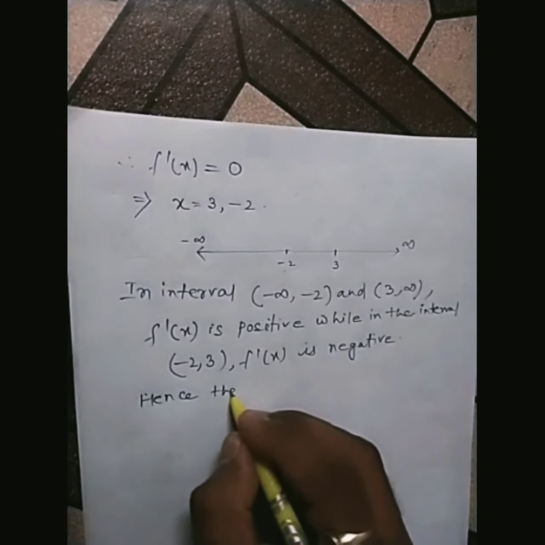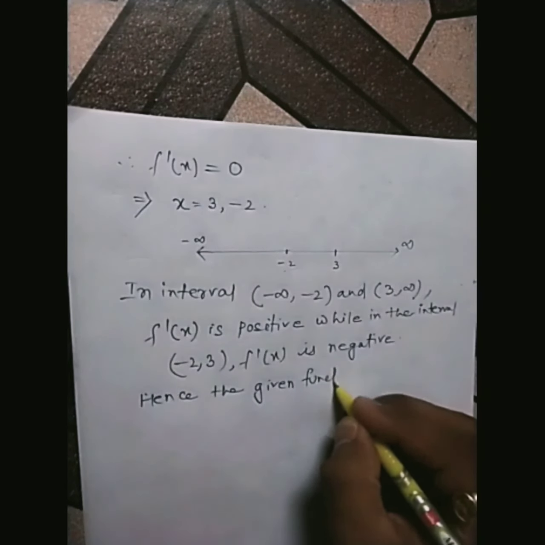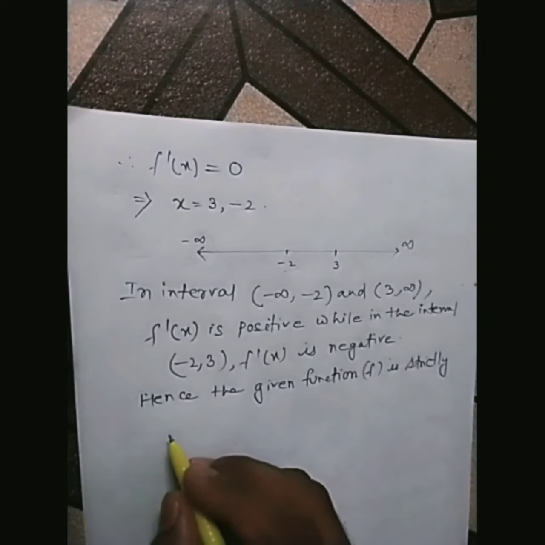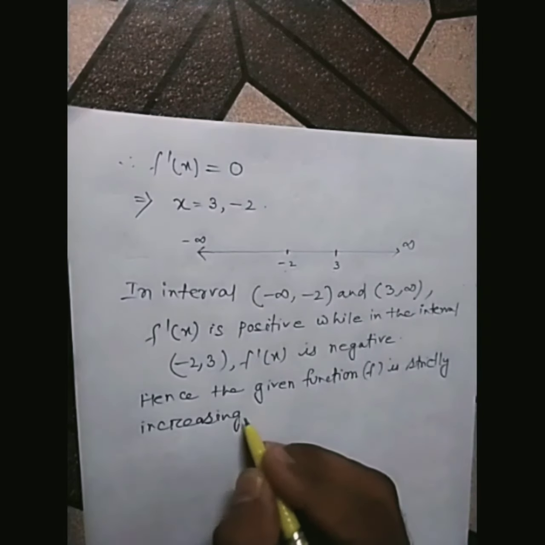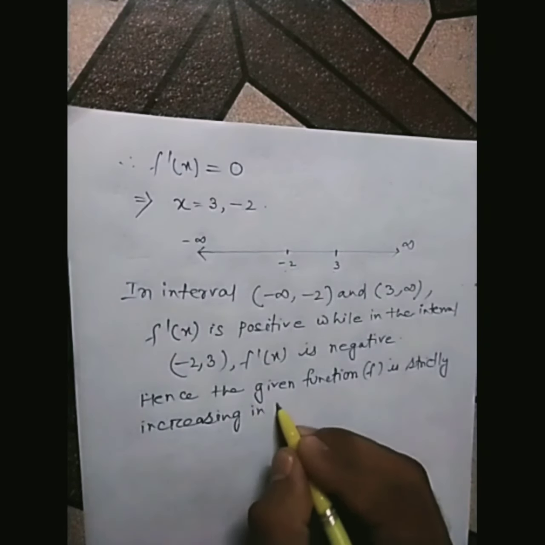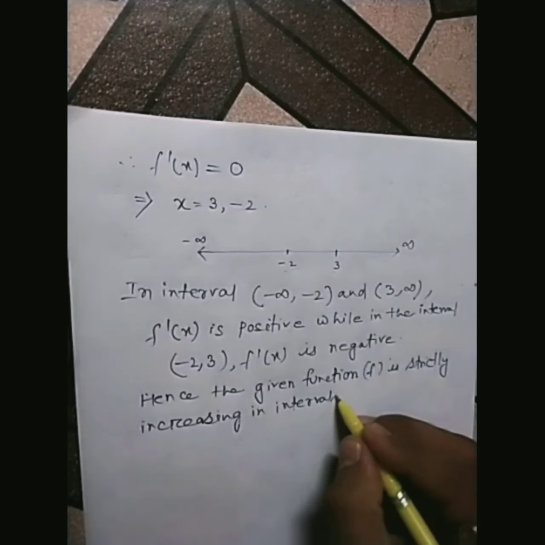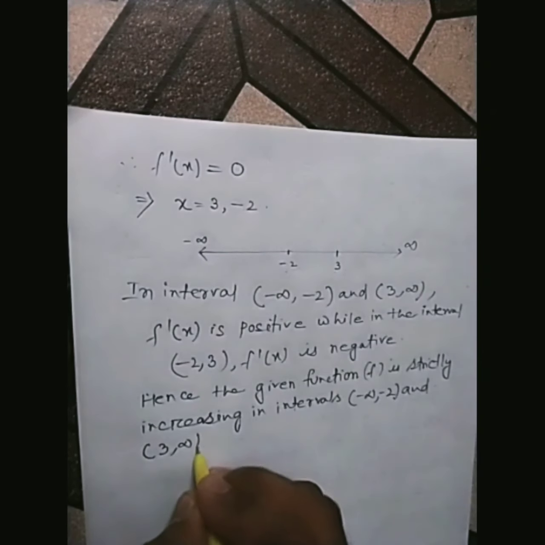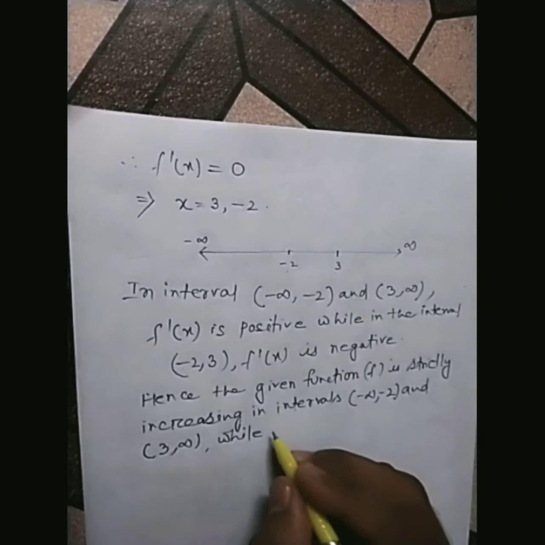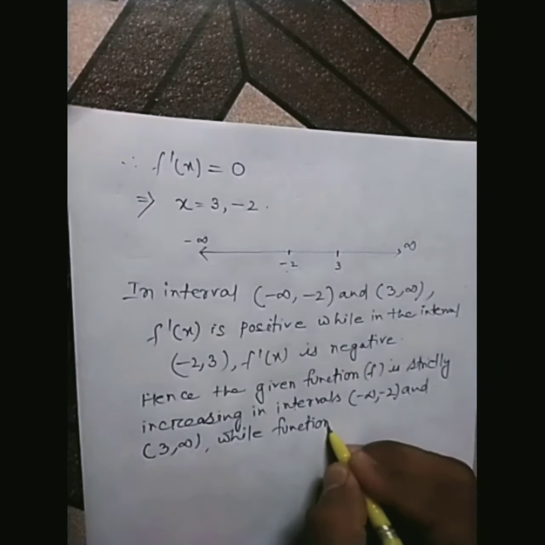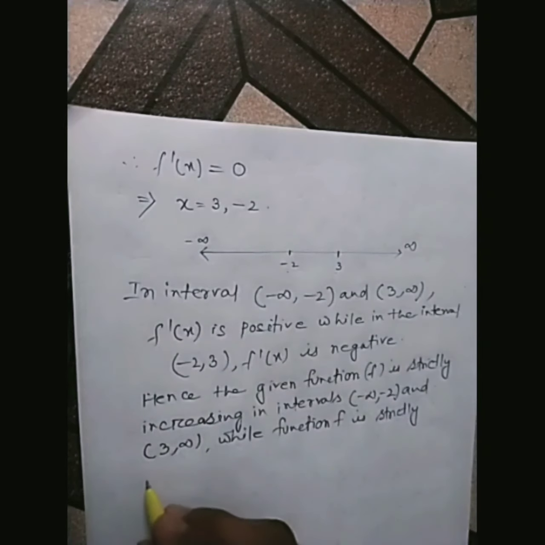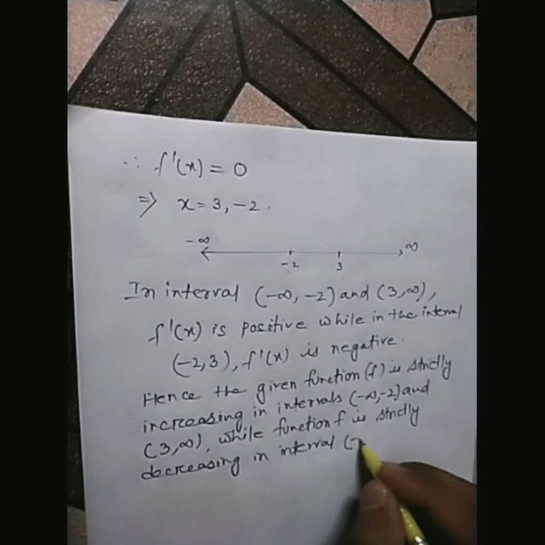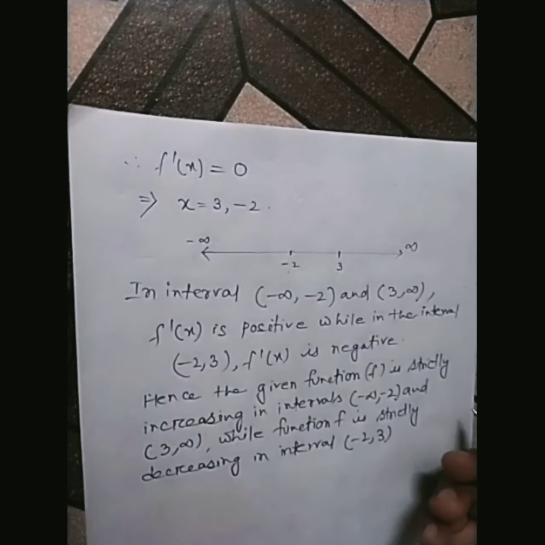Okay, hence the given function f is strictly increasing in intervals (-infinity, -2) and (3, infinity), while function f is strictly decreasing in interval (-2, 3). Okay, now see, how will you get this?